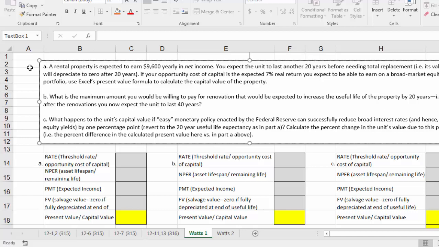That is, its value will depreciate to zero after 20 years, and that does happen with properties. You have to keep in mind that the weather and wear and tear are constantly destroying them. So eventually you've got to figure, you don't need total replacement, but you're going to need to spend a lot of money to keep that thing maintained.